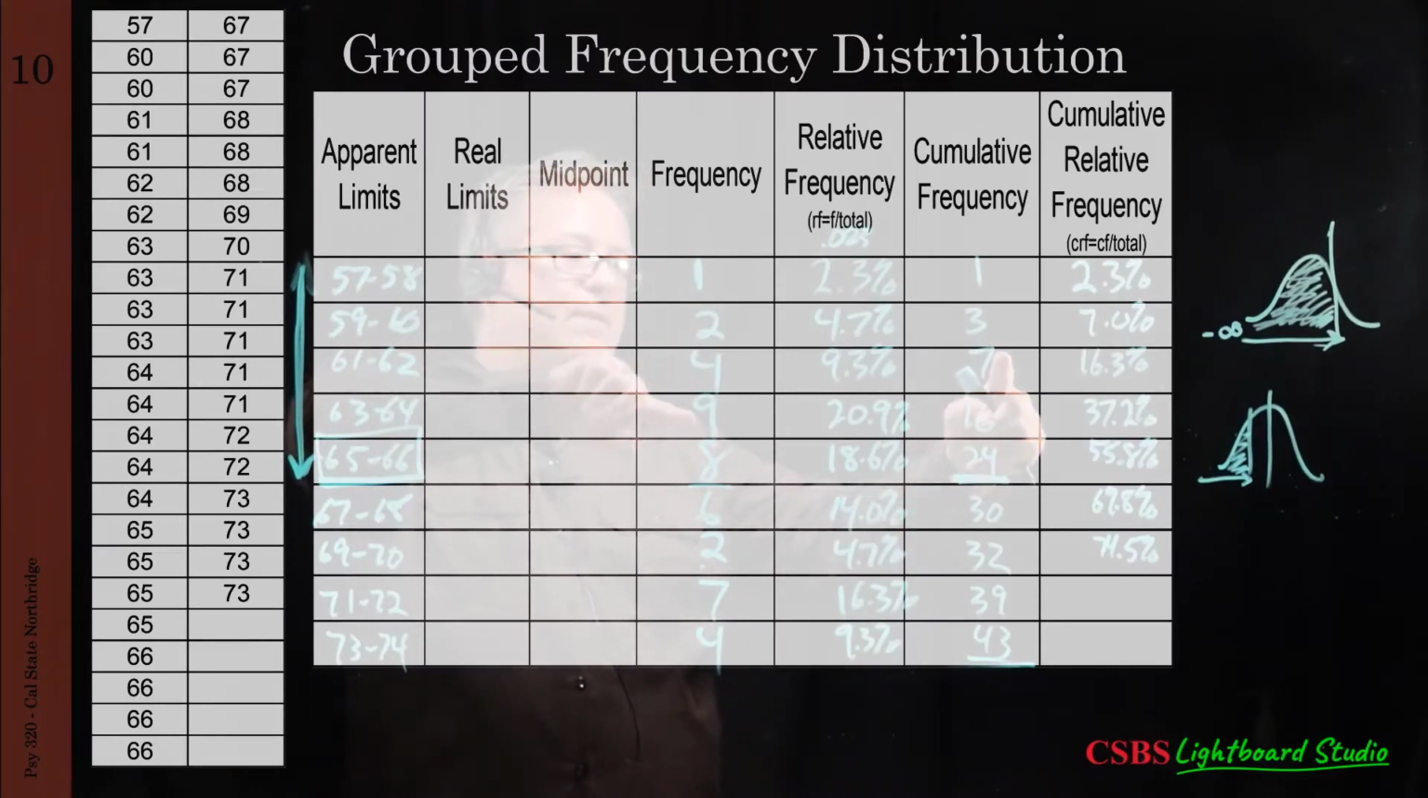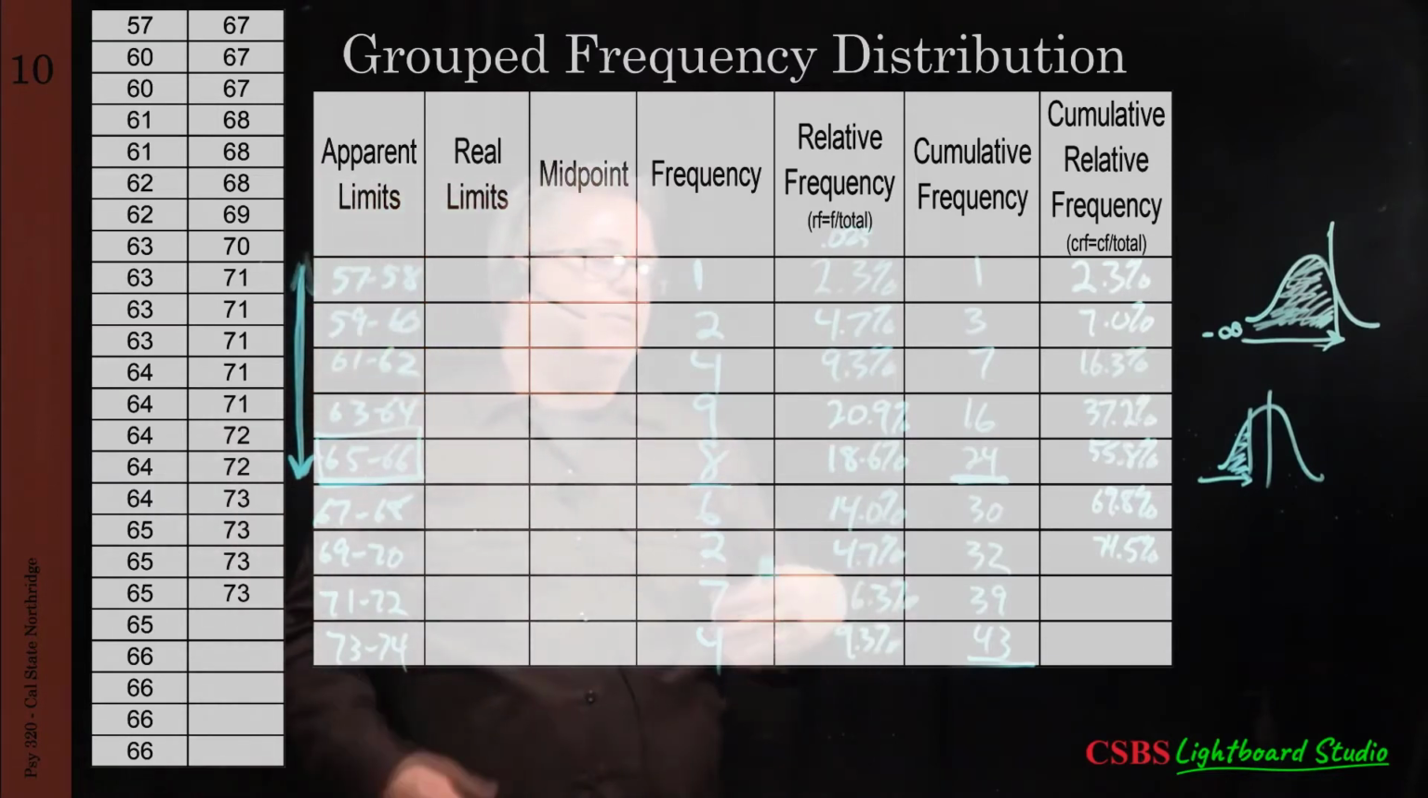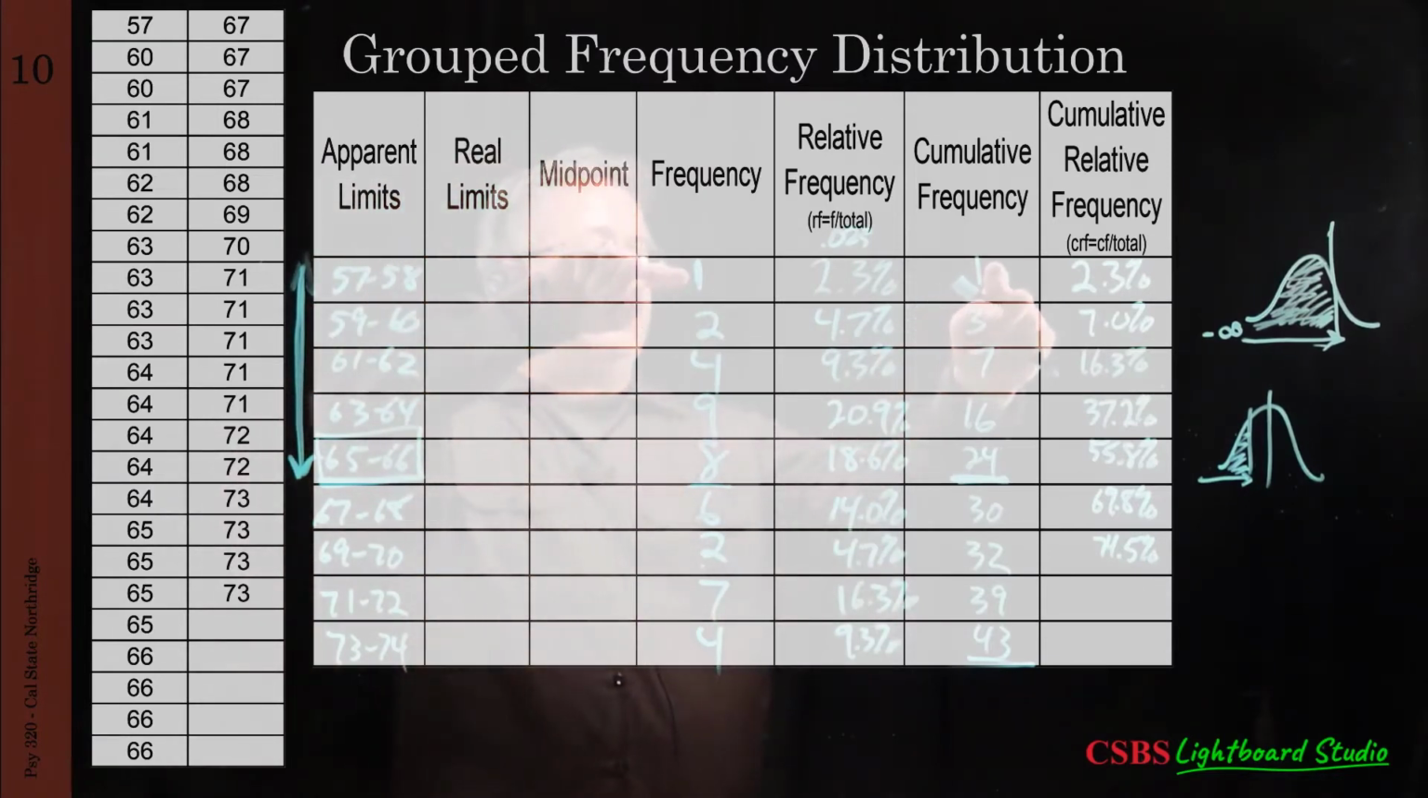The 9 plus the 4 plus the 3 plus the 1 gives me 16. Right? So I'm just taking each value and adding what's before it. I just did it in a, to me, what seems like an easier way if I just do it one at a time. So 1 plus 2 is 3, 3 plus 4 is 7, 7 plus 8 is 16, 16 plus 8 is 24, 24 plus 6 is 30, 30 plus 2 is 32, 32 plus 7 is 39, and then 39 plus 4 is 43.